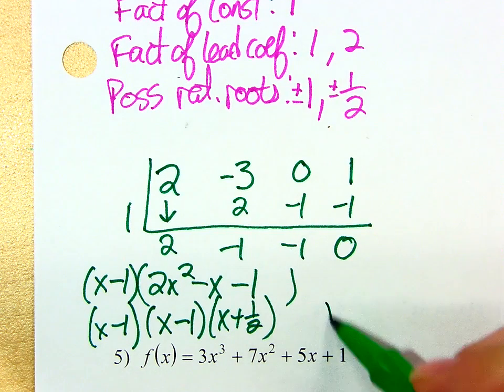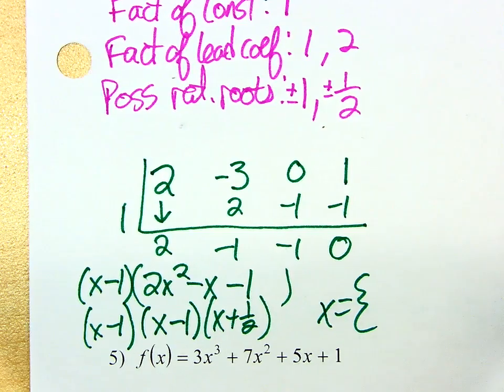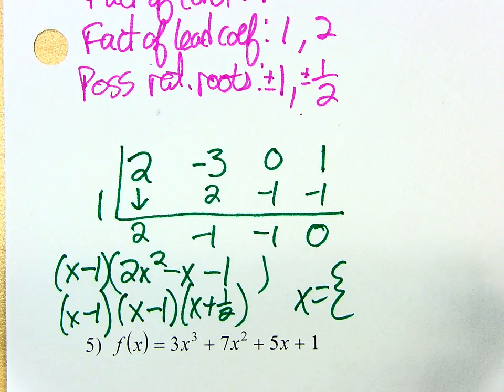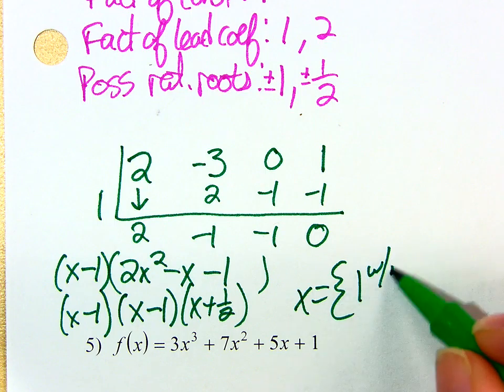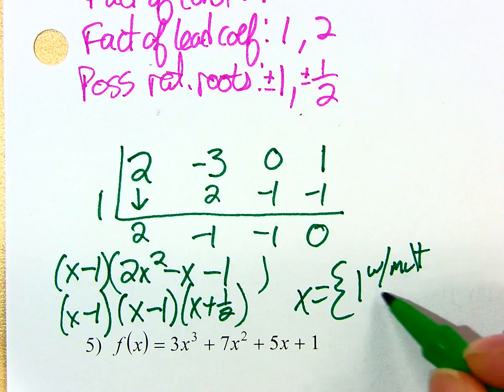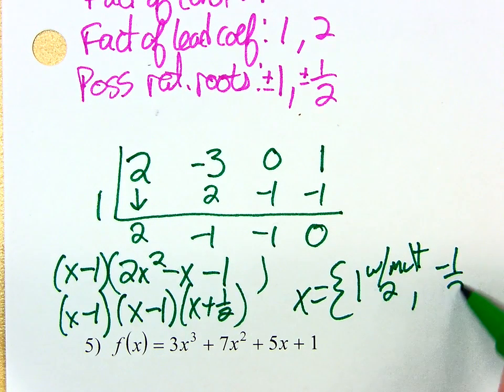So my zeros for this will be what? 1. You got it. 1 with a multiplicity of 2, because I got it twice, and a -1/2. I'm supposed to have 3 answers, and there they are.